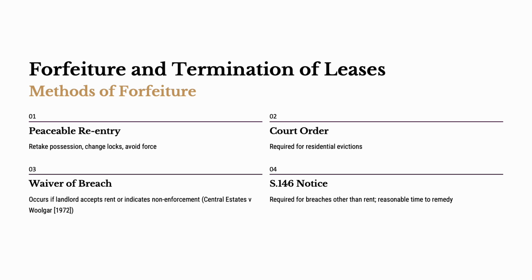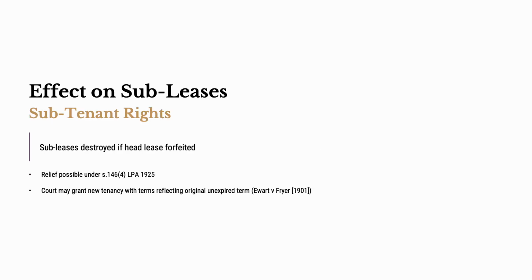So Section 146 notice is another remedy, and those are required for breaches other than non-payment of rent. The notice must specify the breach, require remedy if possible, and require compensation. The tenant must be given reasonable time to just put things right at that point before forfeiture. So Section 146 procedure protects tenant by ensuring they know what breach is alleged and they have an opportunity to put it right.